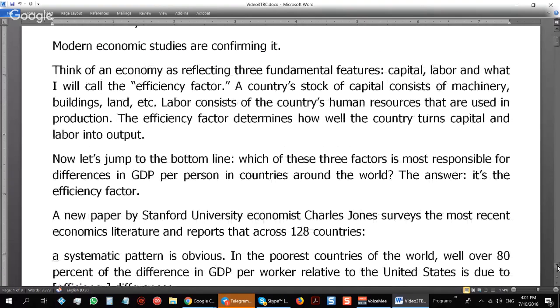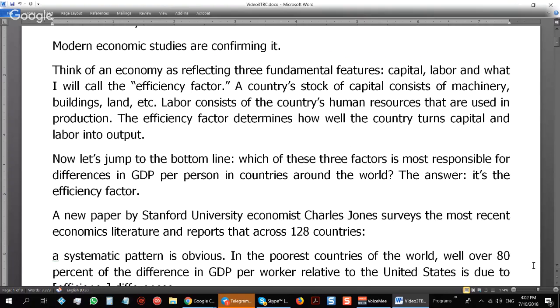Think of an economy as reflecting 3 fundamental features: capital, labor, and what I call the efficiency factor. A country's stock of capital consists of machinery, buildings, land, etc. These are things that you could touch. Labor consists of a country's human resources that are used in production. The efficiency factor determines how well the country turns capital and labor into output.